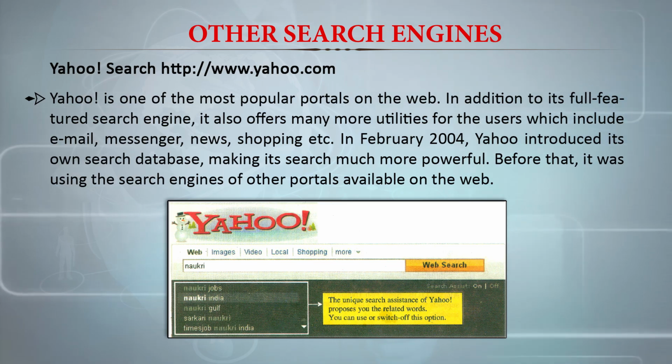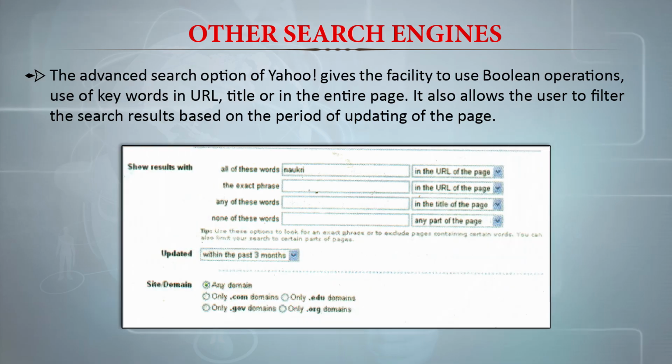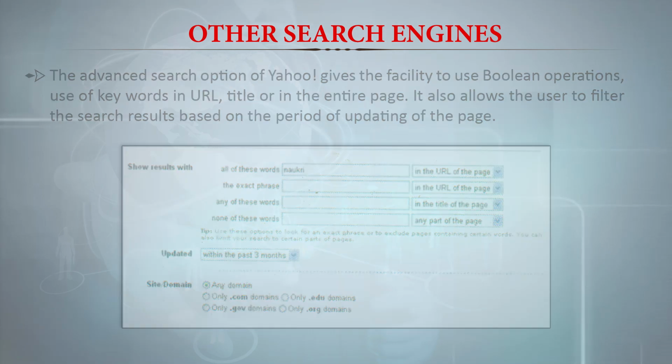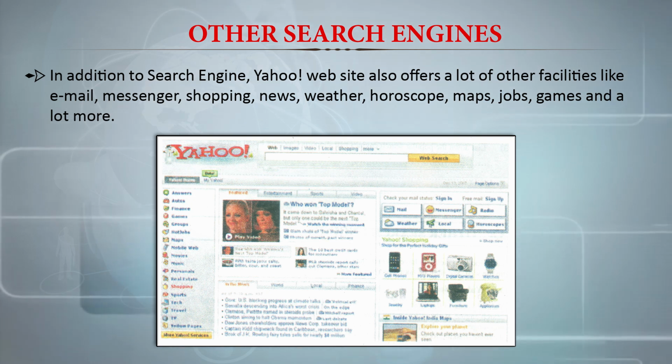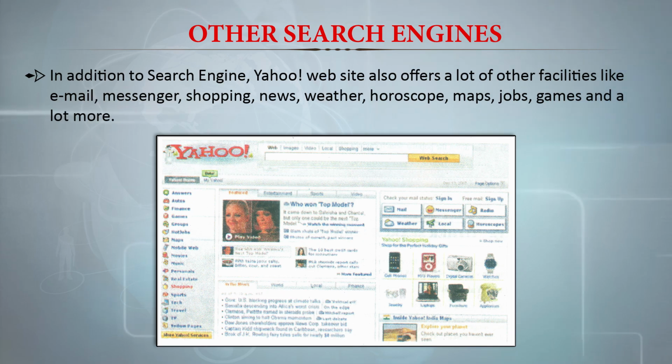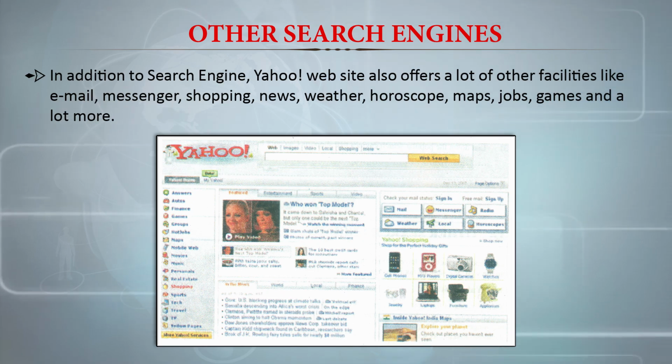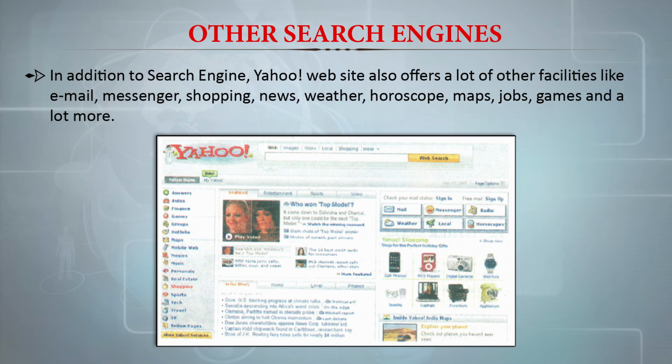Now let's have a look at the figure. The advanced search option of Yahoo gives the facility to use Boolean operations and the use of keywords in the URL, title, as well as in the entire page. It also allows the user to filter the search results based on the period of updating of the page. In addition to the search engine, the Yahoo website also offers a lot of other facilities like email, messenger, shopping, news, weather, horoscope, maps, jobs, games and a lot more.